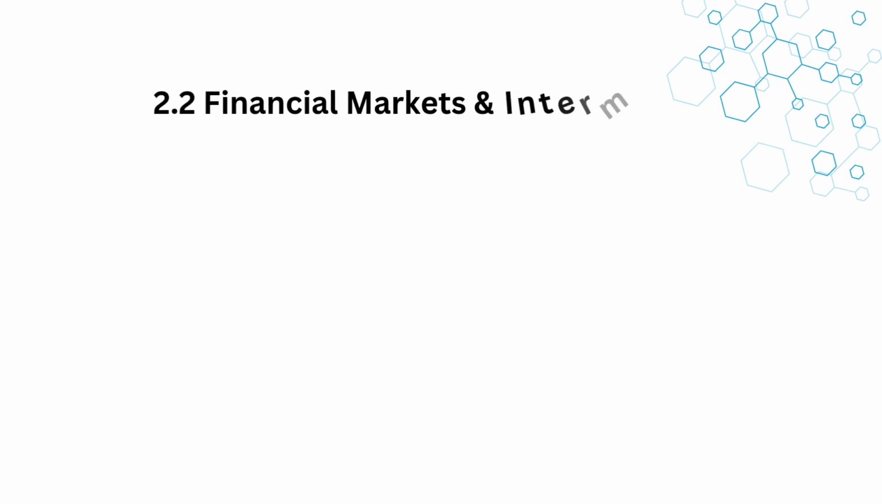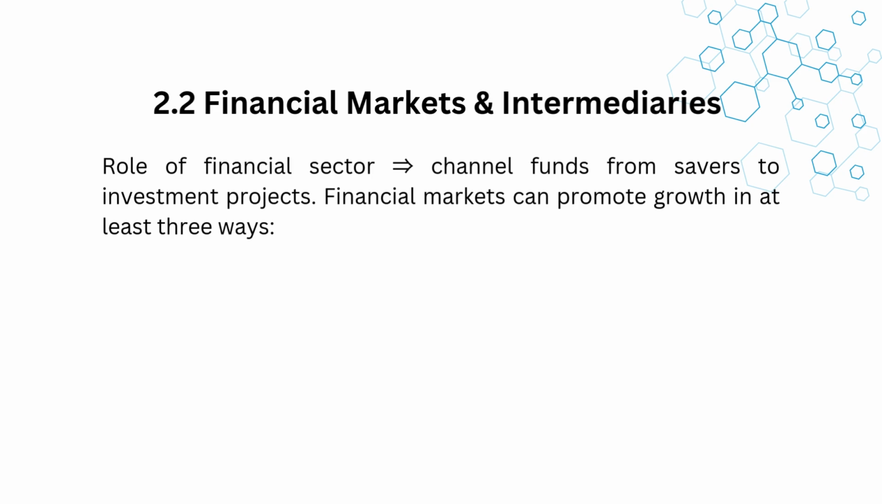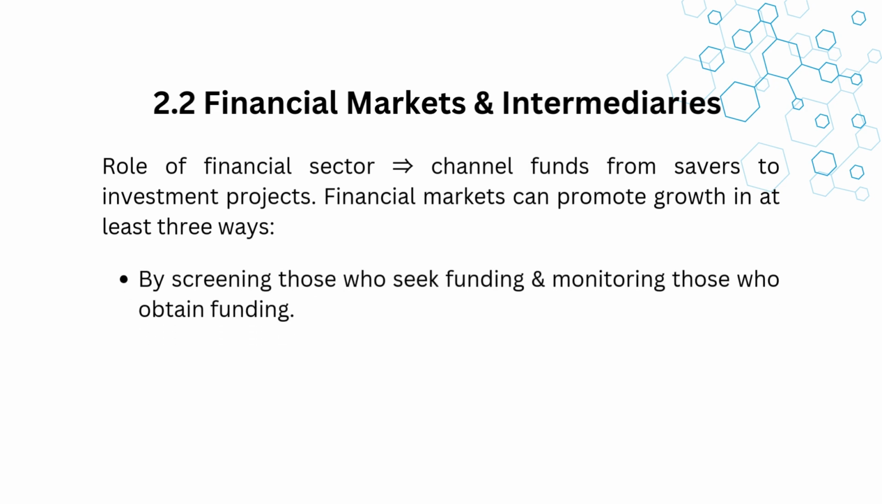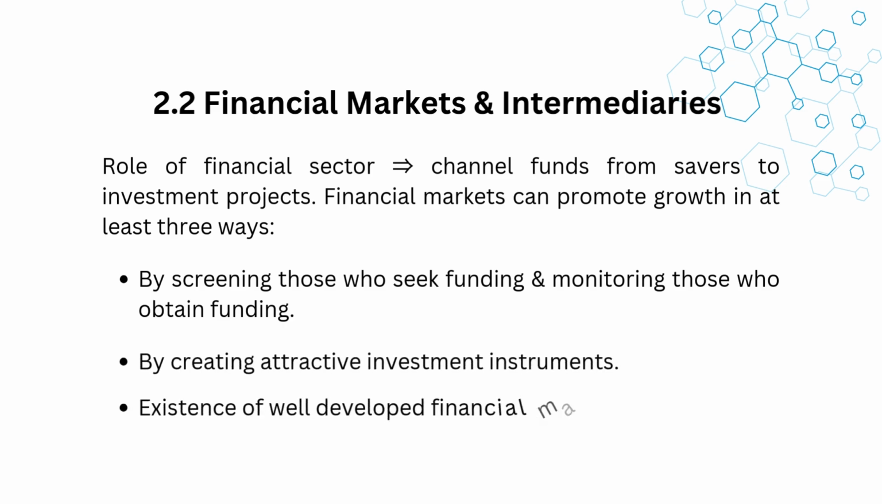2.2 Financial markets and intermediaries. The role of the financial sector is to channel funds from savers to investment projects. Financial markets can promote growth in at least 3 ways. 1. By screening those who seek funding and monitoring those who obtain funding. 2. By creating attractive investment instruments. 3. Existence of well-developed financial markets.